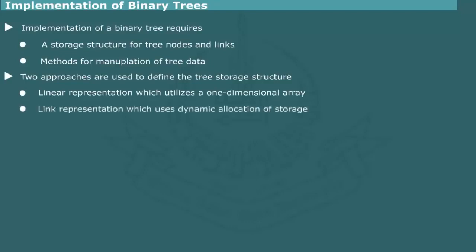The other method is known as link representation or pointer representation. It uses dynamic allocation of storage for tree nodes and associated pointers. We now examine these implementations.